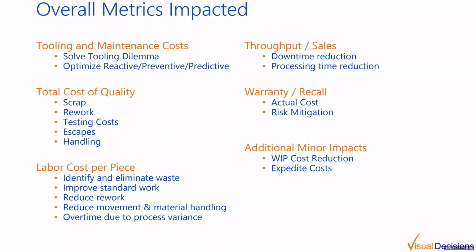Before, when they let the wheel run to 50,000 units, if you had a bad wheel, you were going to be producing bad parts by the time that you hit 50,000. And so there was a much greater risk of having those escapes out to the field. And then additional minor impacts in terms of WIP cost reduction, expediting costs, and so forth.